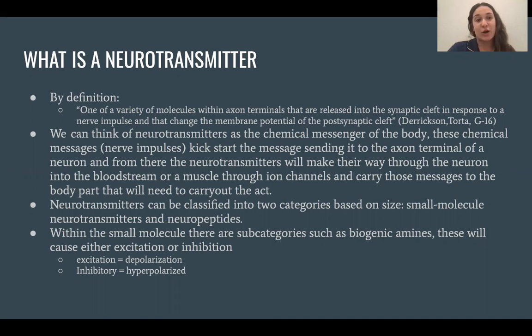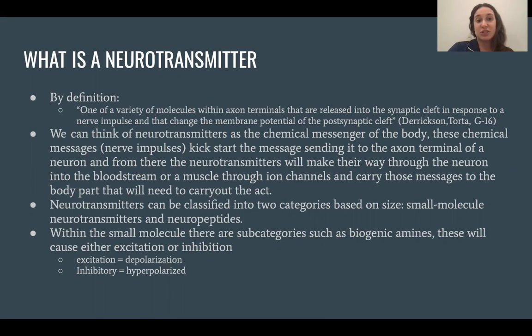Kind of just to get an overall definition, it's a variety of molecules within an axon terminal that are released into the synaptic cleft in response to a nerve impulse, and that changes the membrane potential of the postsynaptic cleft. So we can think of neurotransmitters as chemical messengers of the body.